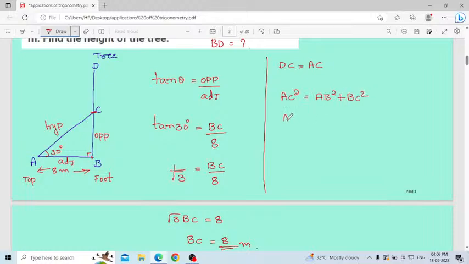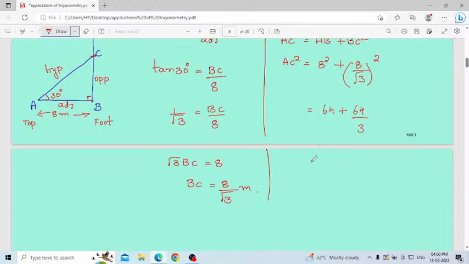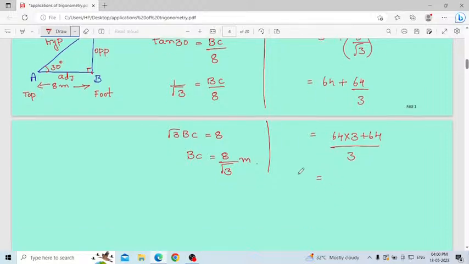I have to calculate AC square, right, as it is. AB square, they have given the value 8 square. BC square, now we derived, we got 8 divided by root 3 whole square. Then 8 square means 64. Root 3 whole square is nothing but 3. Then here it will be equal to, take LCM, 64 into 3 plus 64 divided by 3. Multiply, solve, you will get the value here.